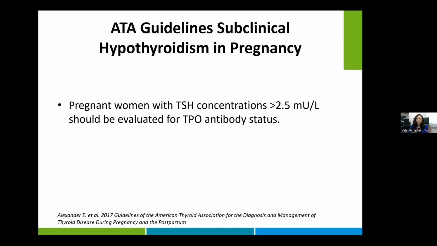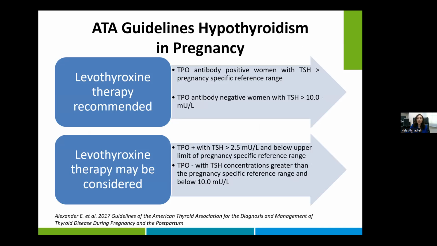Now, with regards to overt hypothyroidism, no debate, treat all individuals, aim for a TSH less than 2.5. However, for subclinical hypothyroidism in pregnancy, usually all pregnant women who have a TSH above 2.5, first step, do a thyroid peroxidase antibody and test for it. There is a definite recommendation for LT4 treatment in subclinical hypothyroidism in anyone who has a TSH above the pregnancy-specific reference range and positive antibodies. So TSH high with a positive antibody, treat anyway. TSH above 10 without a positive antibody, you also need to treat anyway.